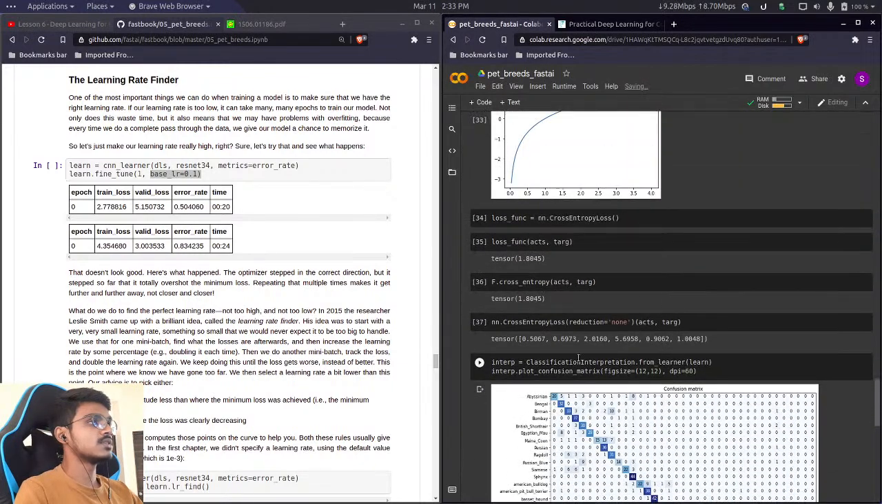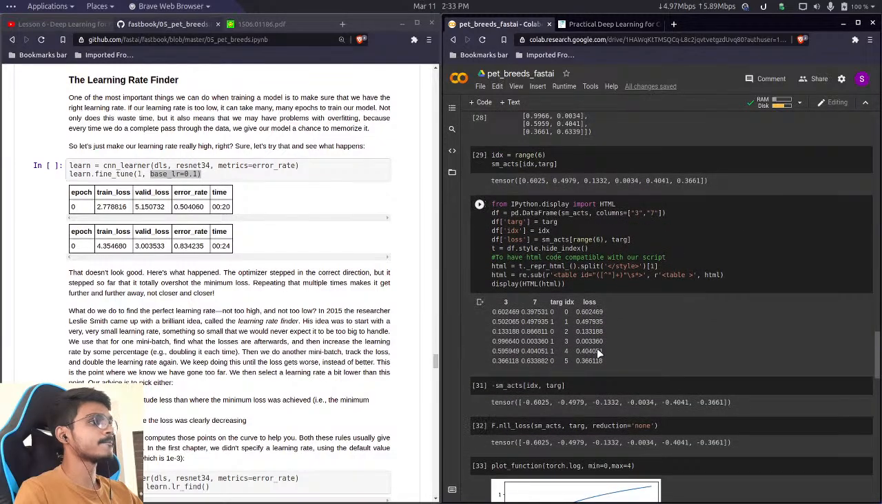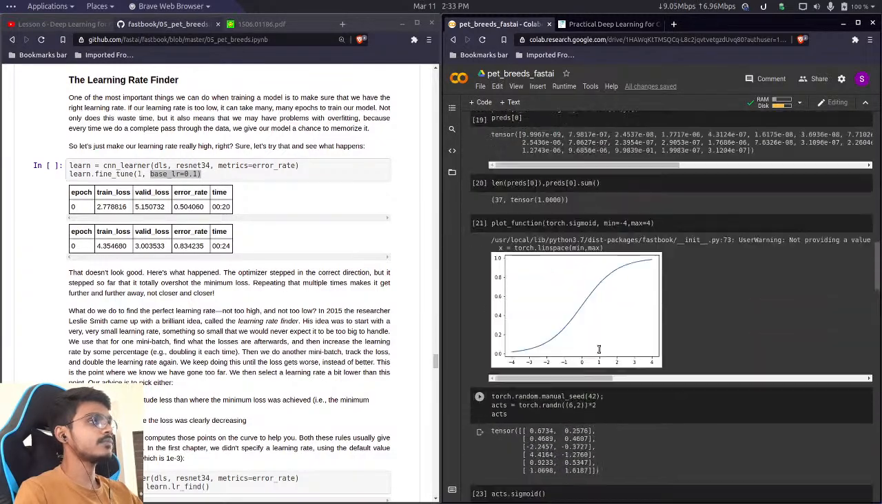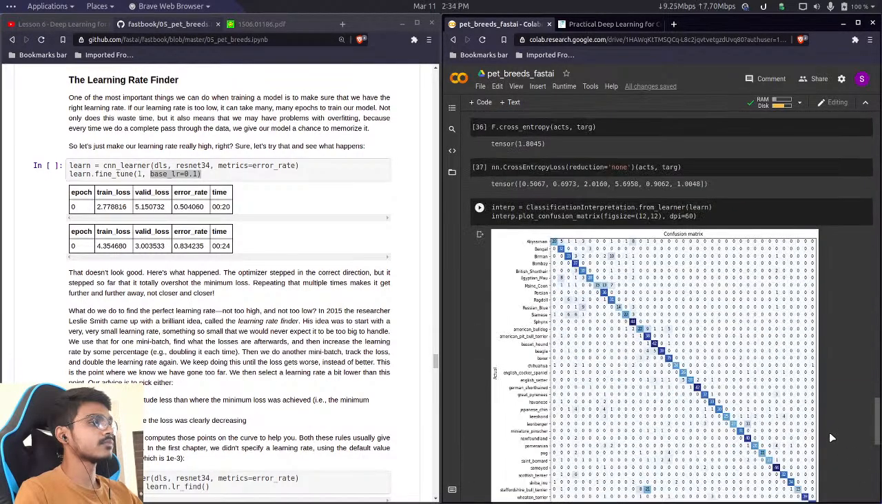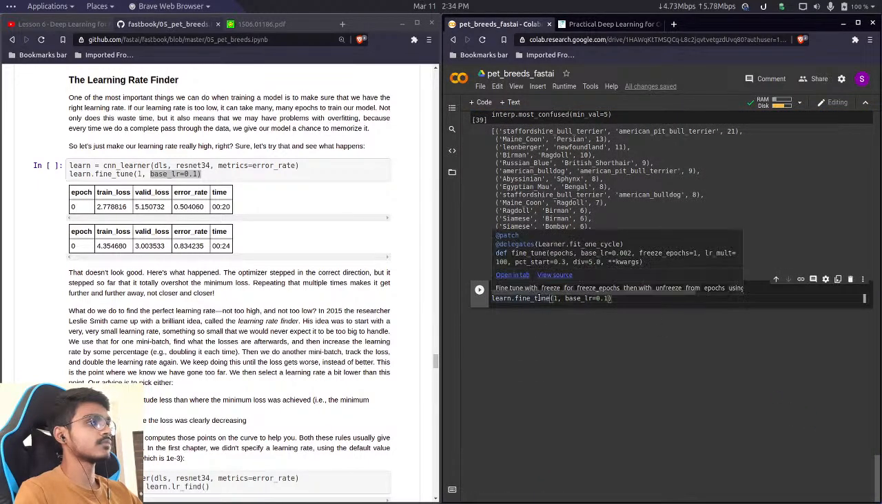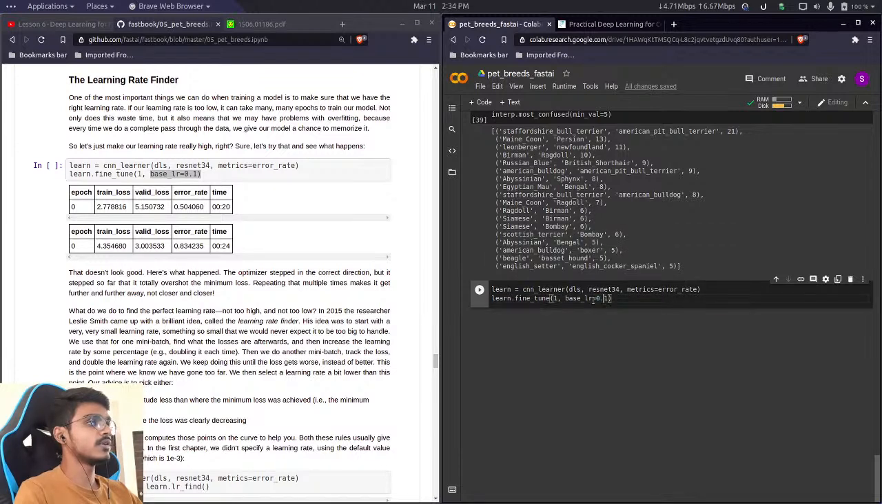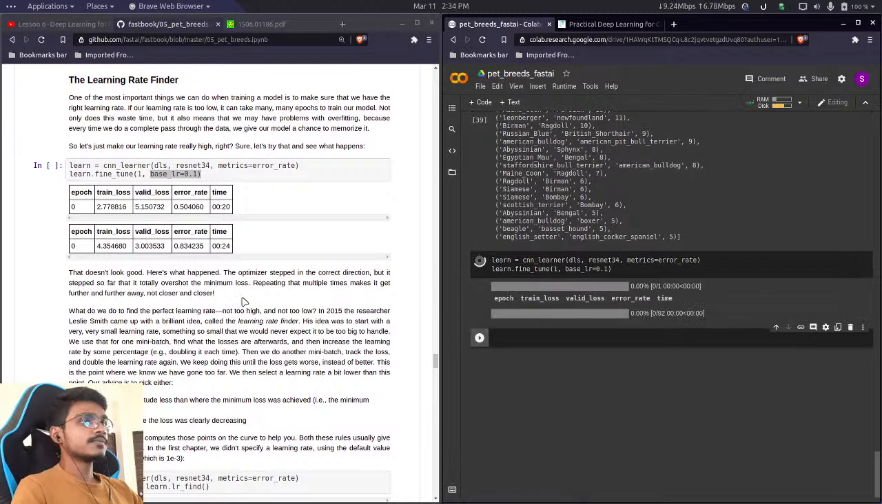Let's check what the default learning rate is. Okay, so the default learning rate is 0.002, so it is lower, and 0.01, 0.1 is higher. Let's try to fine tune it.